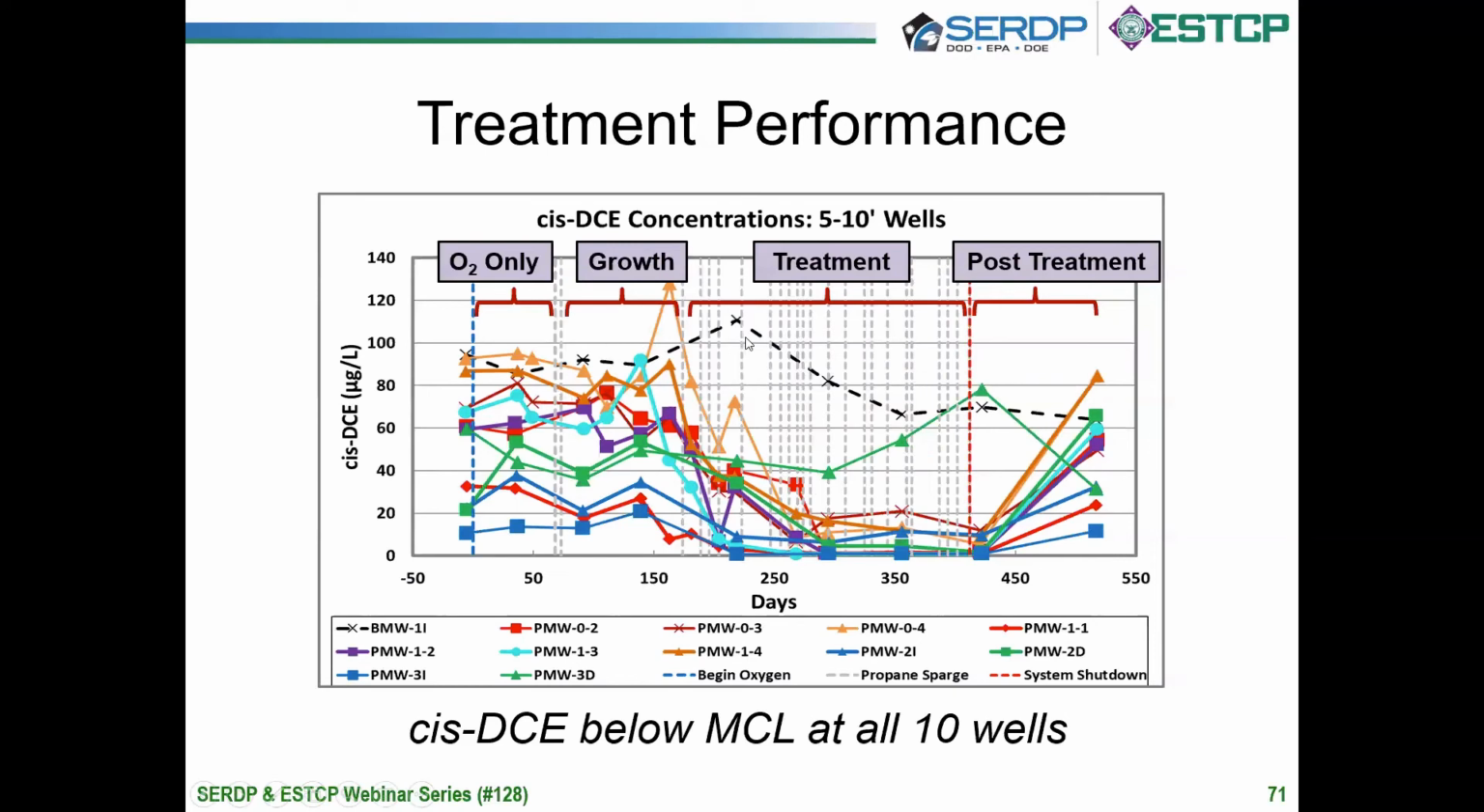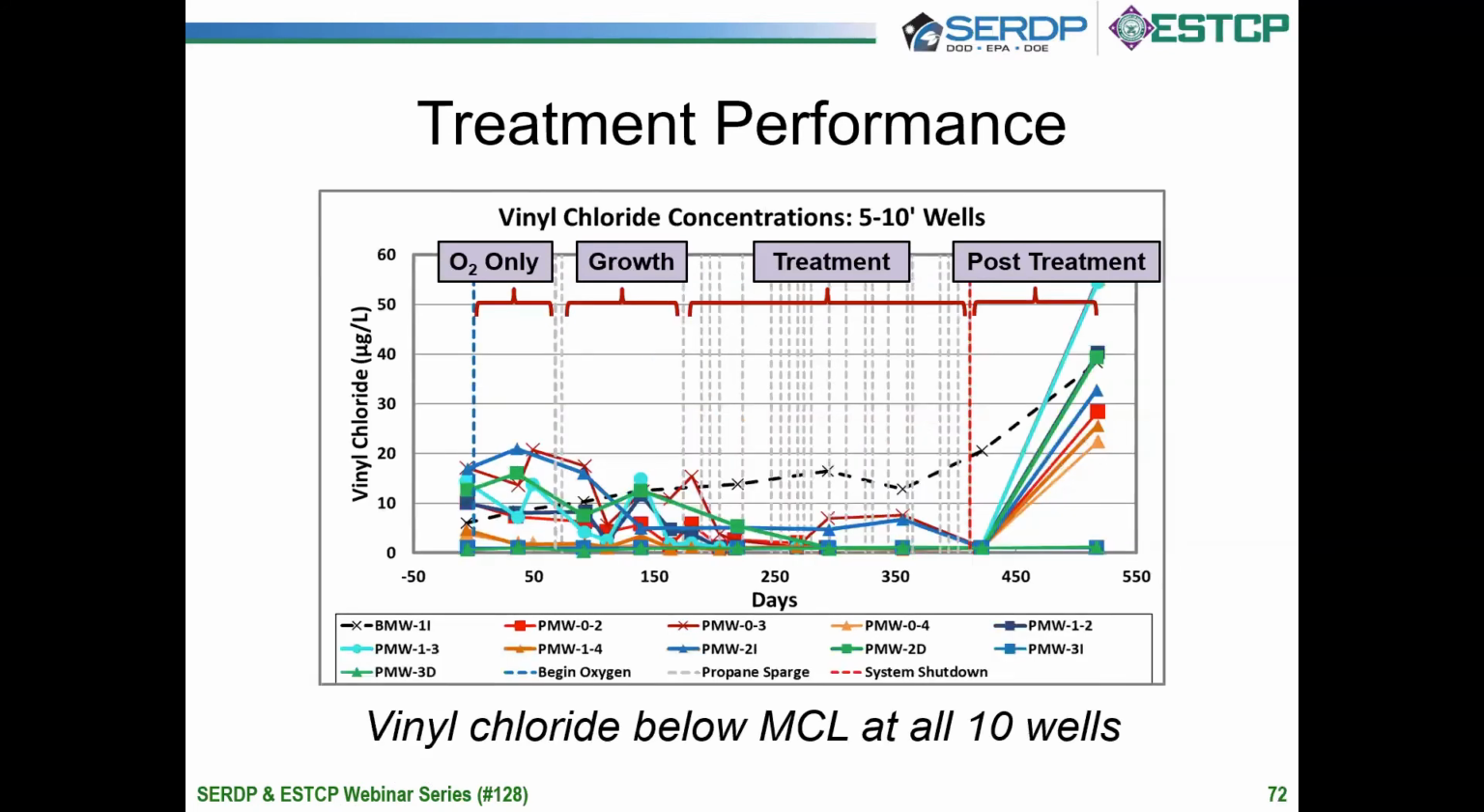On all these figures that I'll be showing, the dashed lines are upgradient control wells, so they're pretty consistent throughout. But you see, we don't have much going on during the oxygen only phase or the growth phase. Once we start degrading propane and we get a high biomass out there, we see treatment of the cis-DCE. There's one well, this green well, where we didn't see good distribution of gases, and we also didn't see good degradation. But all these wells during this treatment period were below the MCL of 70 parts per trillion for this particular contaminant. And then we did see rebound 3 months after we shut down.